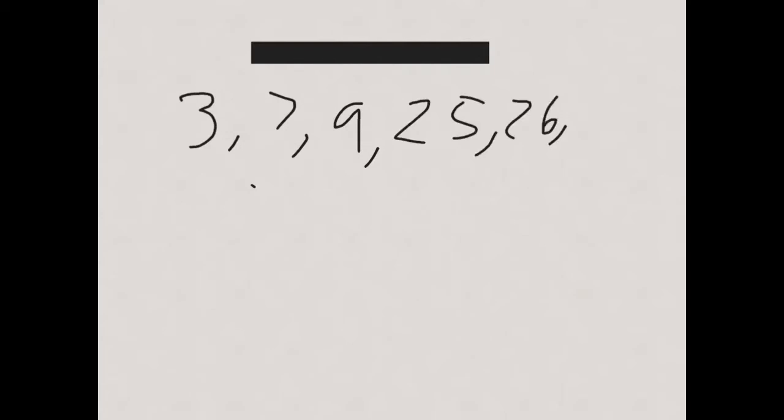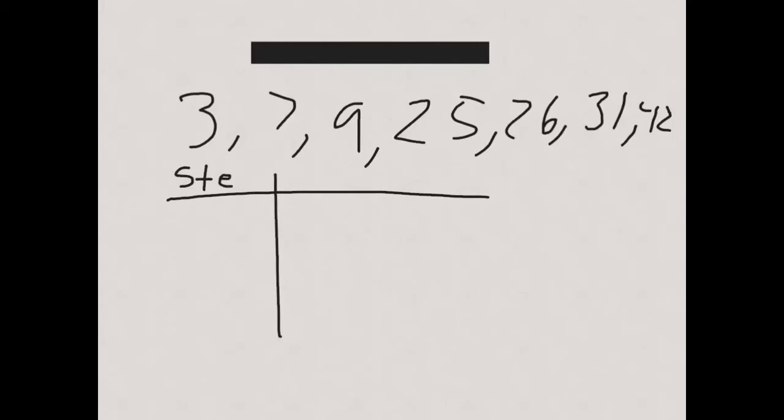Okay, class. So today we talked about stem and leaf plots. So let's say you had this information. Okay, so you had 3, 7, 9, 25, 26, 31, and 42. Say you want to make a stem and leaf plot. So here are your stems and your leaves.